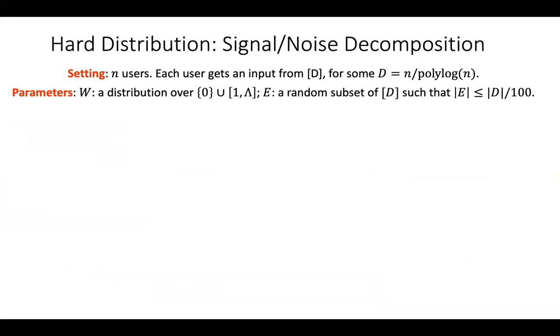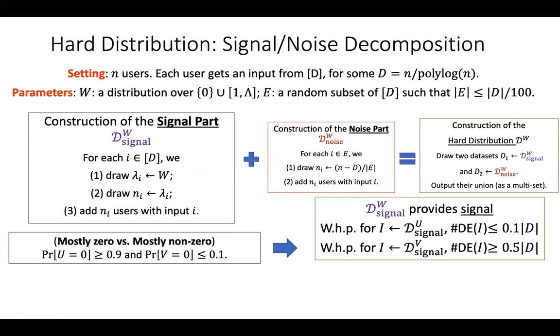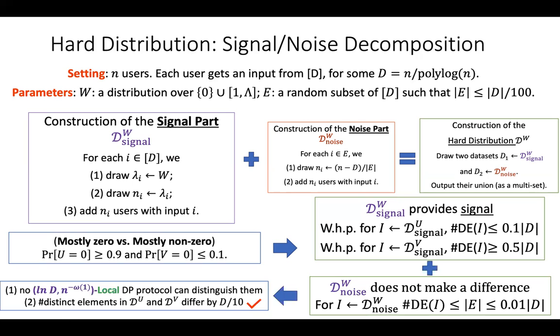We first talk about the purpose of the signal part. Note that since U is mostly 0, a data set from D_U signal with high probability has few distinct elements. Since V is mostly non-zero, the number of distinct elements in a sample from D_V signal will be much higher, greater than 0.5 times D. Also, note that merging with D_W noise does not make a difference, since D_W noise is entirely supported on the small subset E, which has at most D by 100 elements. Therefore, these two together establish the second property we want. So we know D_U and D_V differ in the number of distinct elements.